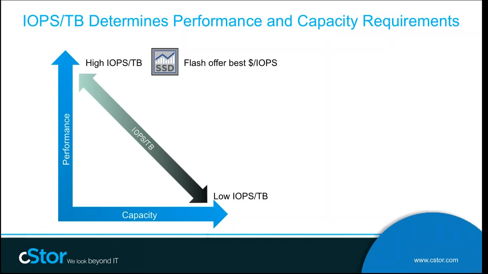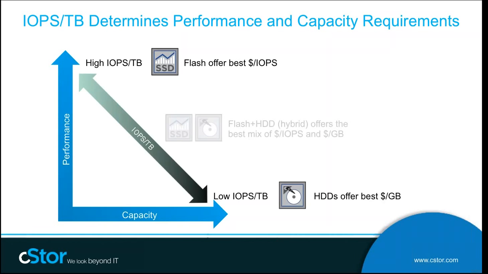So flash is the best offering for high IOPS and low capacity. On the other extreme, physical spinning disk drives are probably the best on a per gigabyte basis. And then there's the whole area in between, which is going to be a mixture between SSDs and spinning media, all the way up to an all-flash type array.